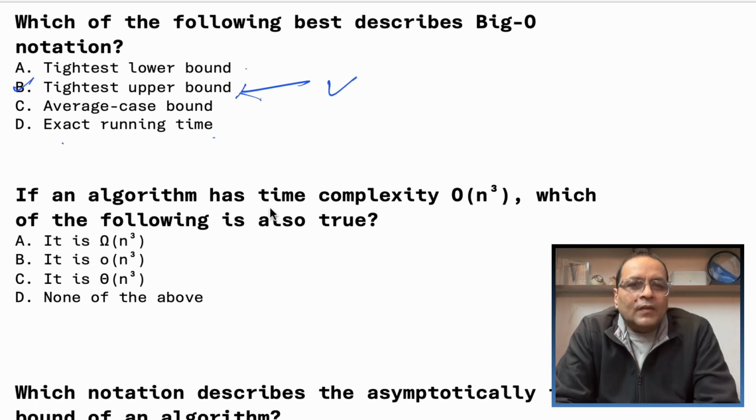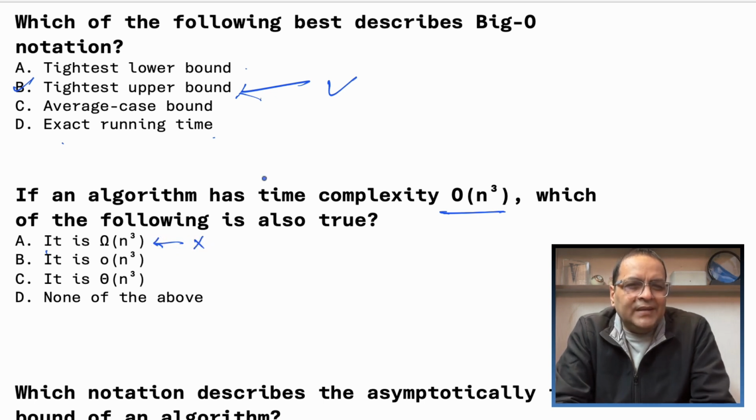Next question, if an algorithm has the time complexity of big O of n cube, which of the following is also true? It is omega of n cube. This is definitely not true. I mean, it does not guarantee that it will be omega of n cube. It may be, it may not be.